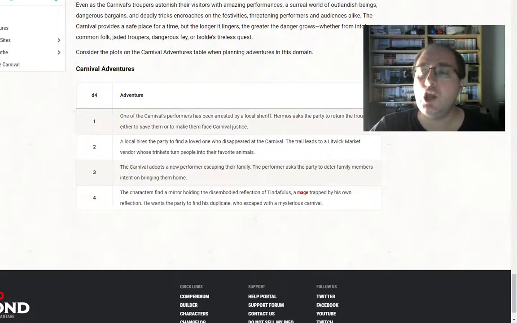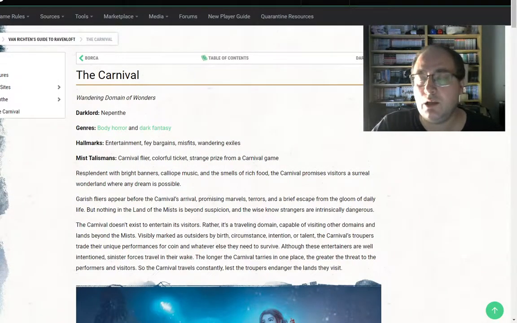So Carnival, really interesting domain in my opinion. A lot of potential both for a one-shot adventure or campaign. Not enough DM tools.